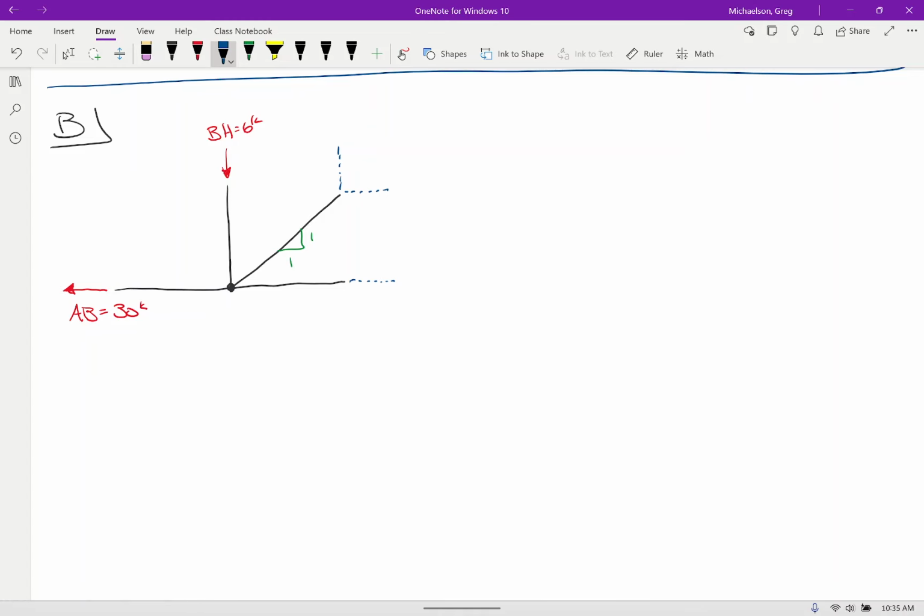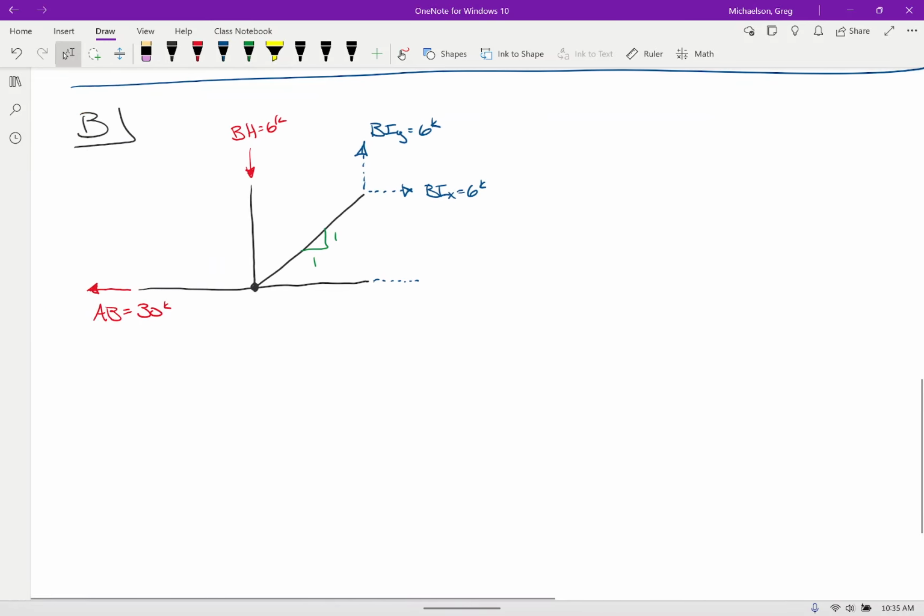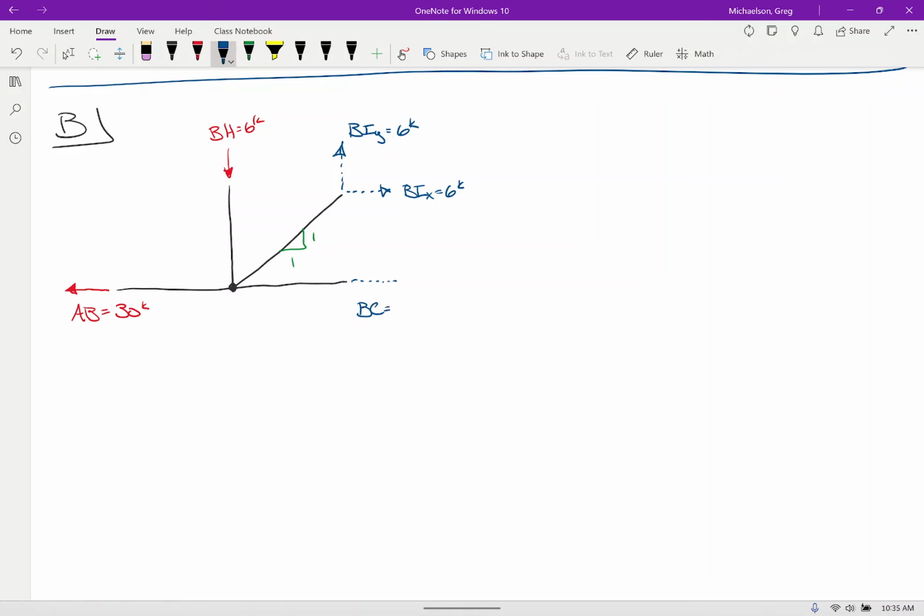Tell me what to do. Summing forces in the Y is going to give me what? There we go. Going up, right? So now what? Which way? Okay. So what's going on with member BC? Which way? That was pretty easy, wasn't it?